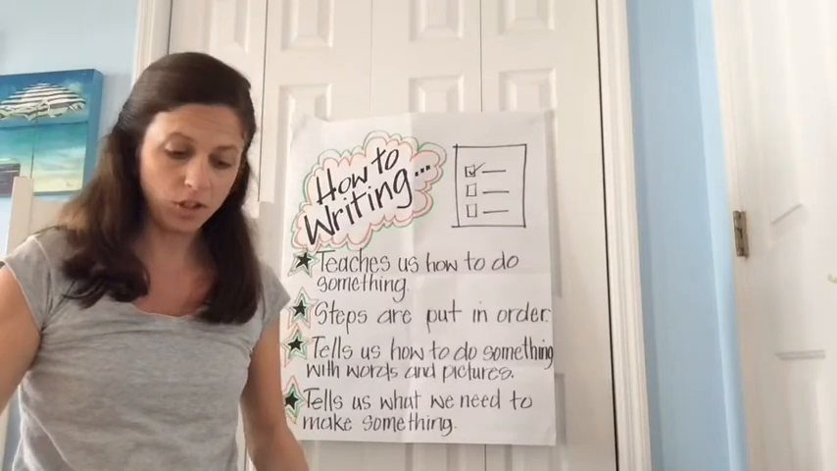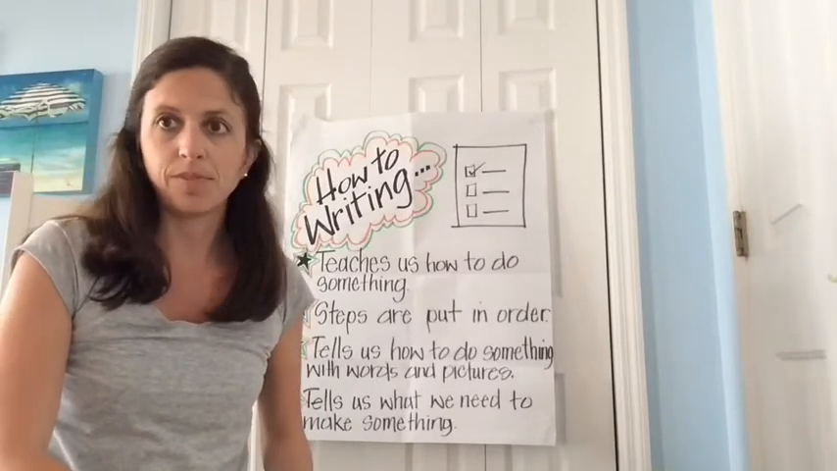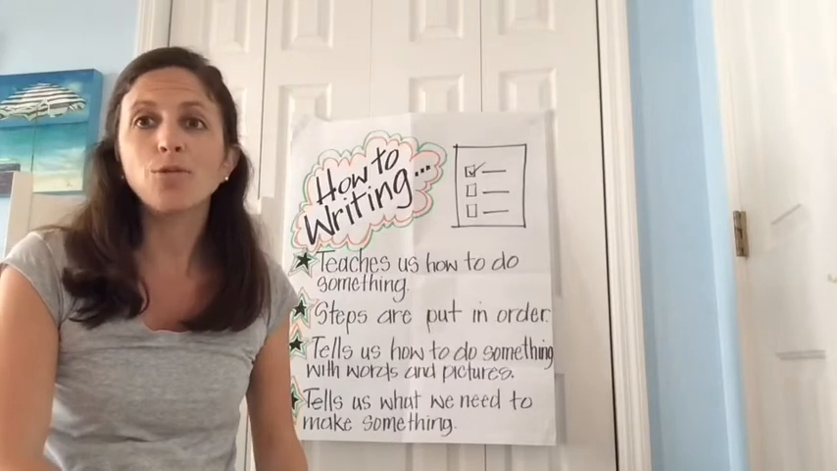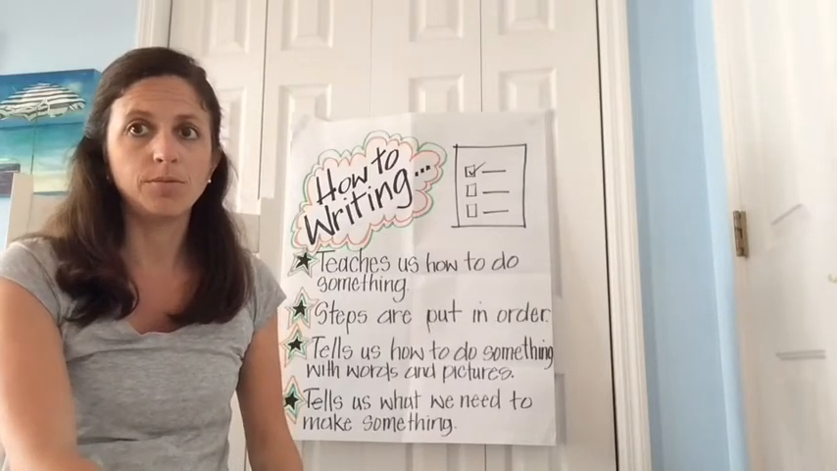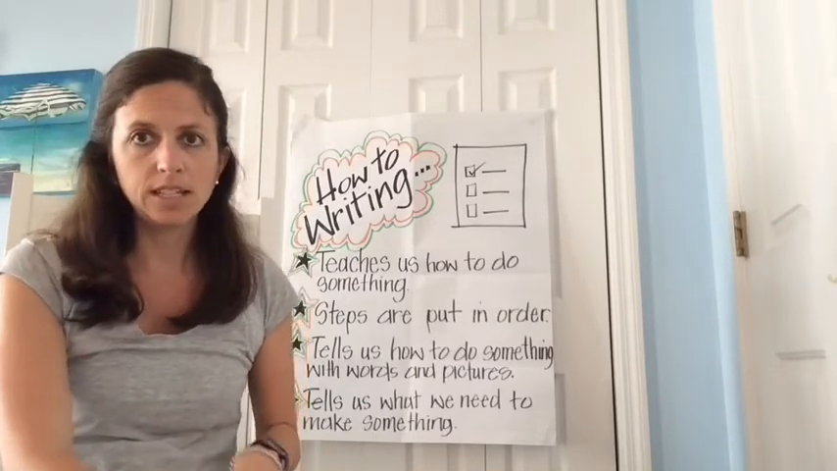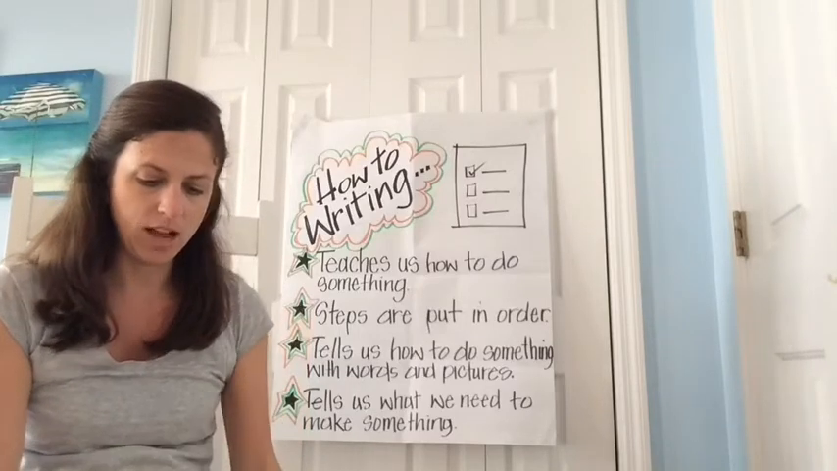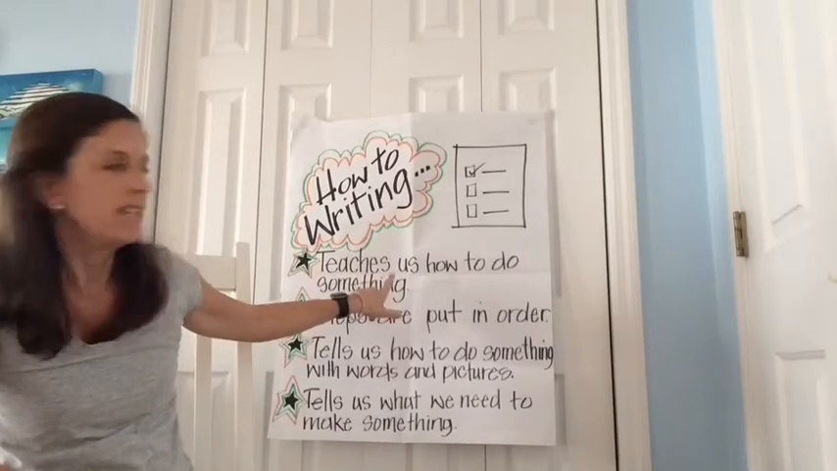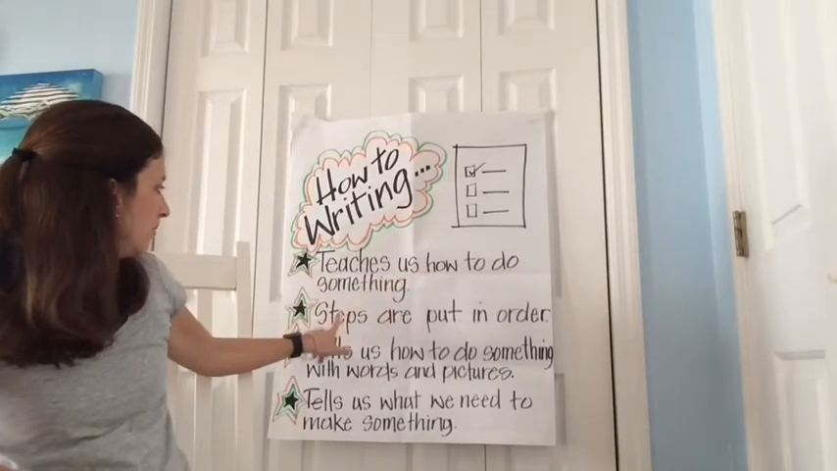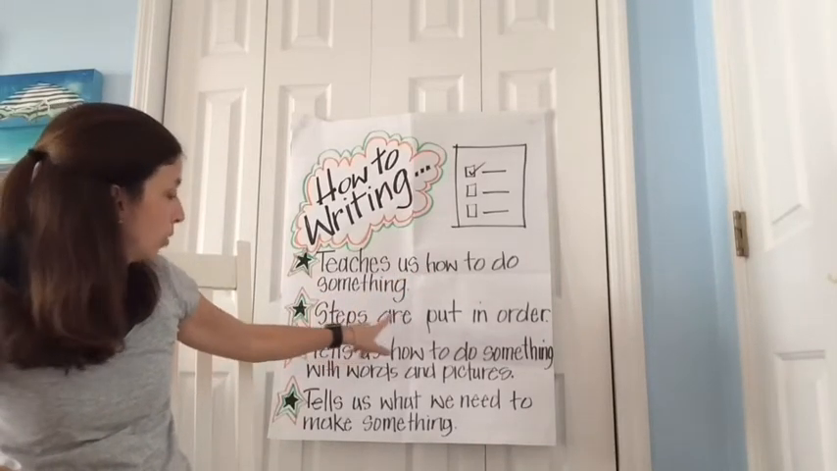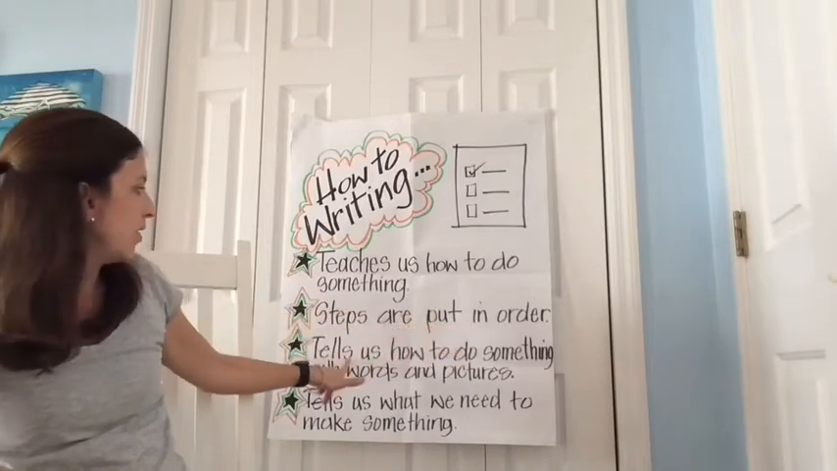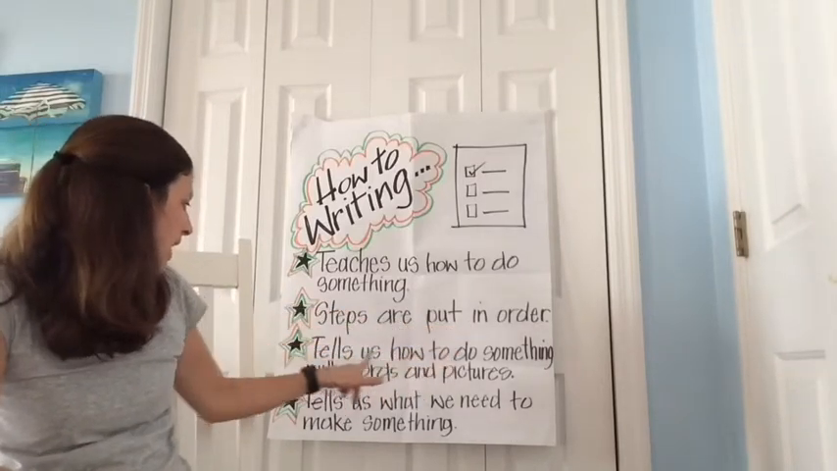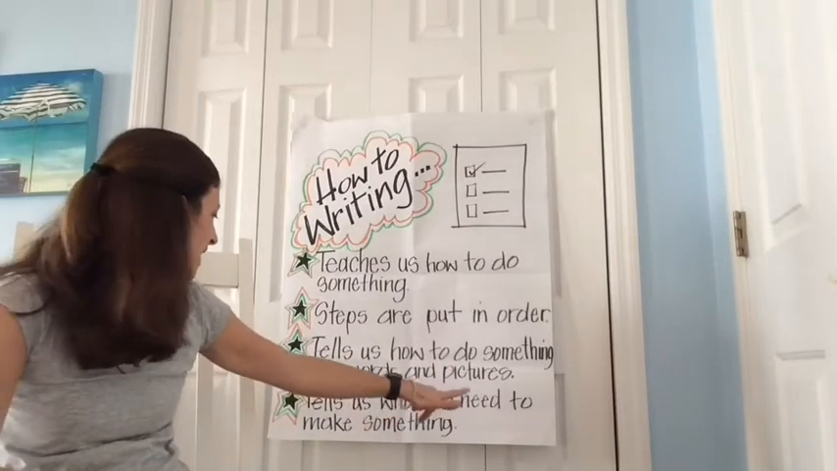Today we're going to look at a different genre, and the title of it is Growing Plants. We're going to look at a how-to article. So, before we read the article, let's look at what makes a how-to article. How-to writing teaches us how to do something, shows the steps are put in an order, tells us how to do something with words and pictures, and it tells us what we need to make something.